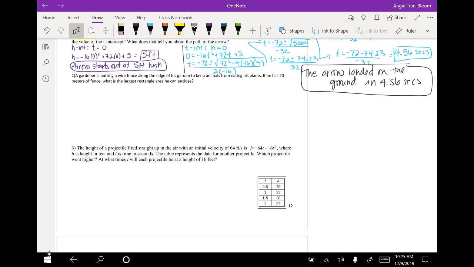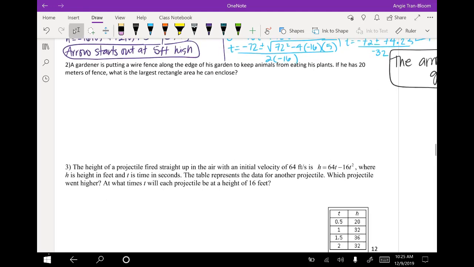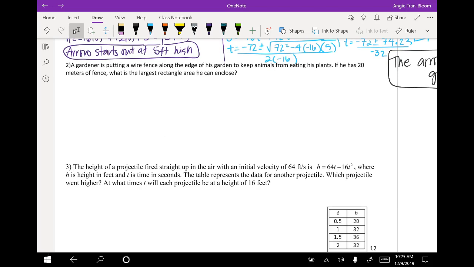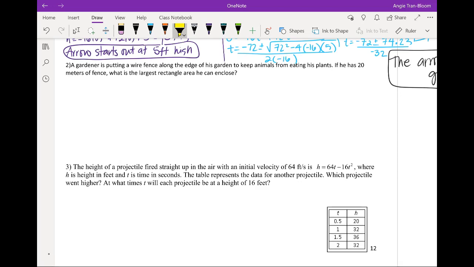A gardener is putting a wire fence along the edge of his garden to keep animals from eating his plants. If he has 20 meters of fence, what is the largest rectangle area? Okay, so he has 20 meters of fence, and he wants to find the largest rectangle area of his garden. 20 meters of fence. What does that represent?